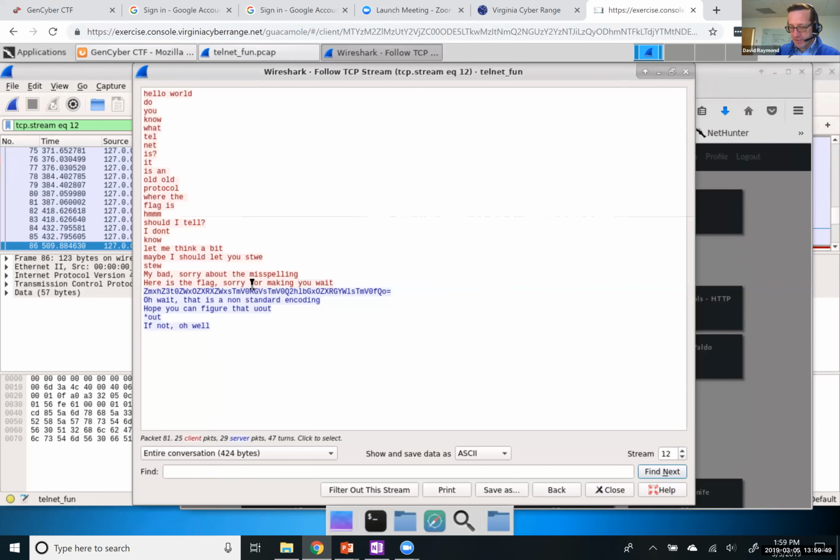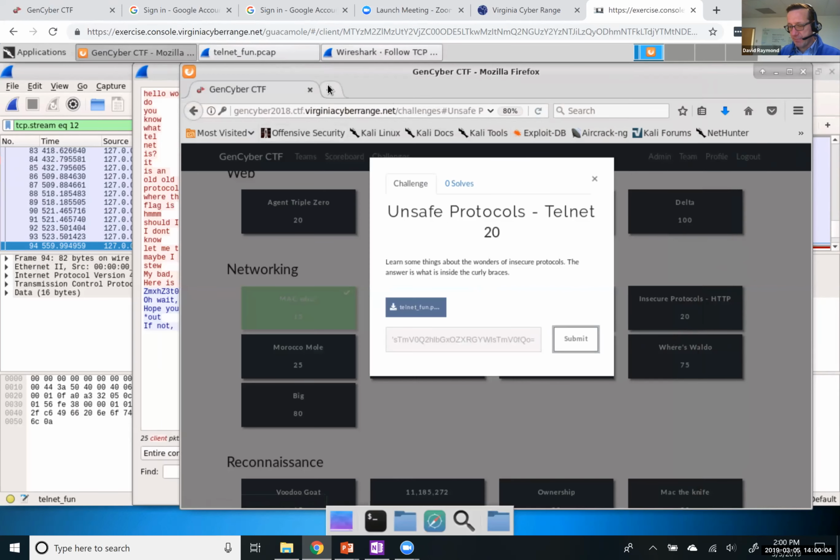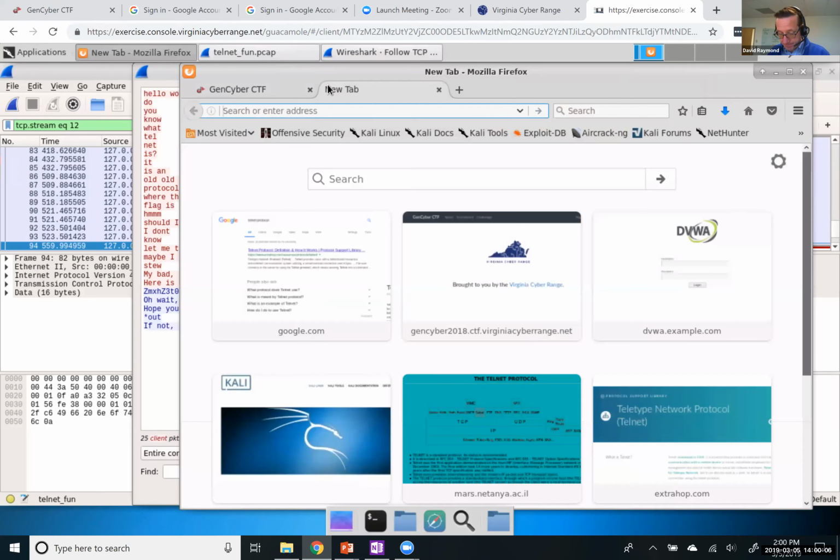And so this thing says this is non-standard encoding. Hope you can figure it out. So really, what it wants me to do is decode this message, and it has an equal sign at the end. And to me, that screams base64 encoding. So I would remember, equal sign at the end is base64 encoding. It could be 1 or 2 equal signs, or it could be 0 equal signs. So some base64 strings have 0 equal signs.